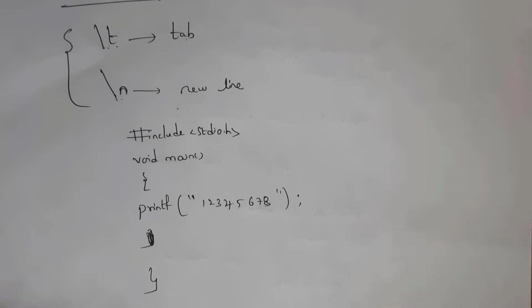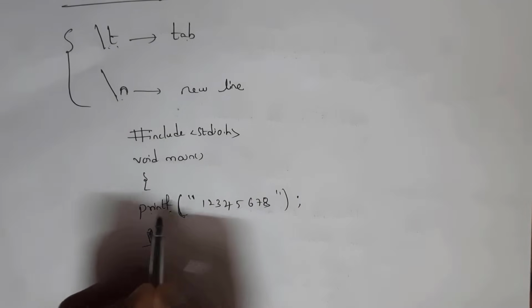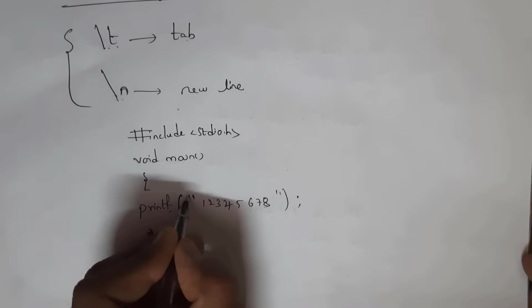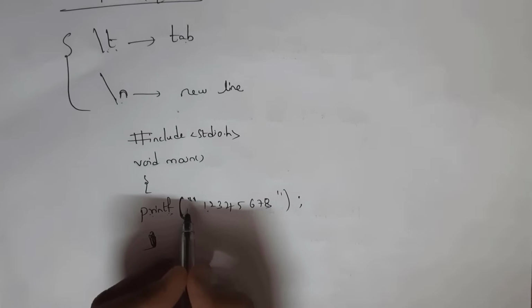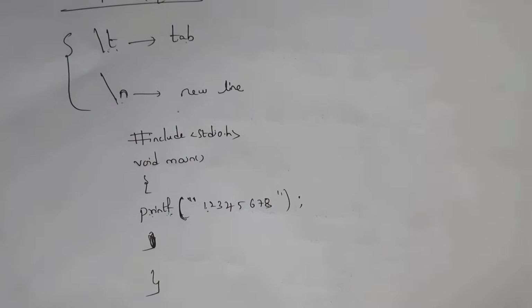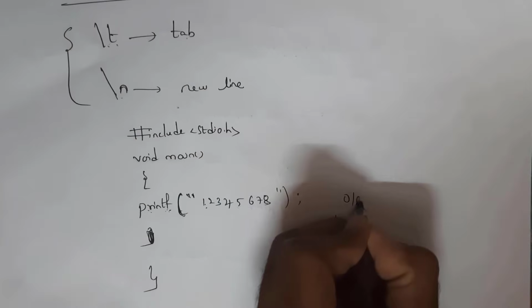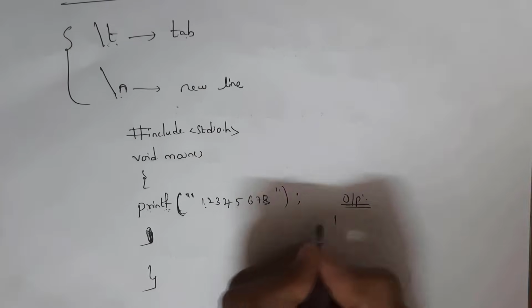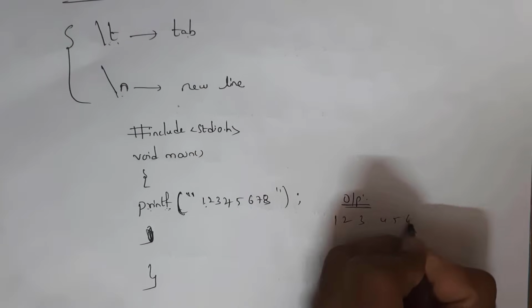Guys, this is the program. Here I want to print numbers from 1 to 8. So I have written printf, where printf stands for print function. After that, open bracket and take double quotations. Inside double quotations, you can write numbers. So I have written numbers from 1 to 8. By writing this program, this is my output. I will get output as 1, 2, 3, 4, 5, 6, 7, 8.